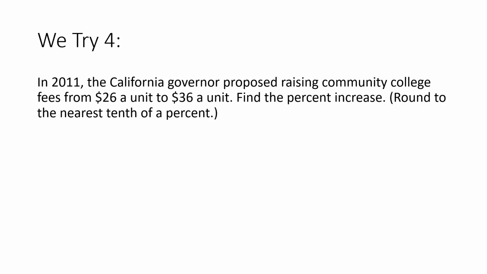In 2011, the California governor proposed raising community college fees from $26 a credit to $36 a credit. Let's find the percent increase, and we'll round to the nearest tenth of a percent. So how do I find percent increase? Well, you may remember from before that a new amount, the new minus the original, will equal the increase.